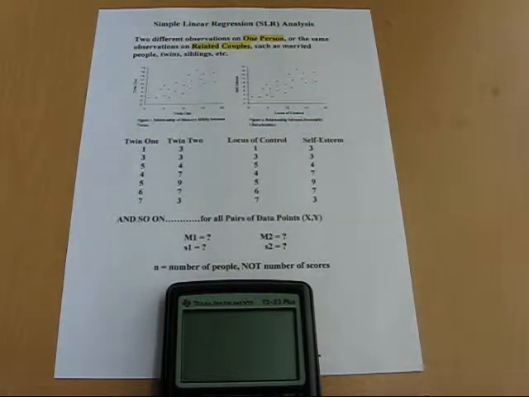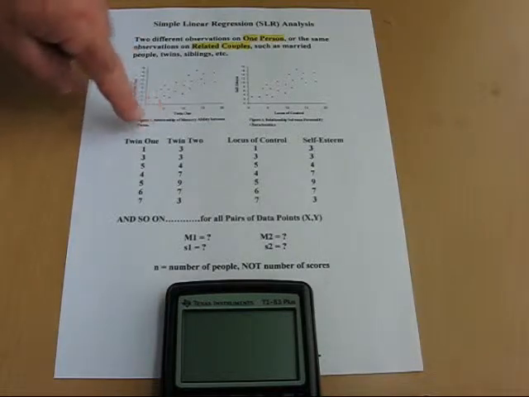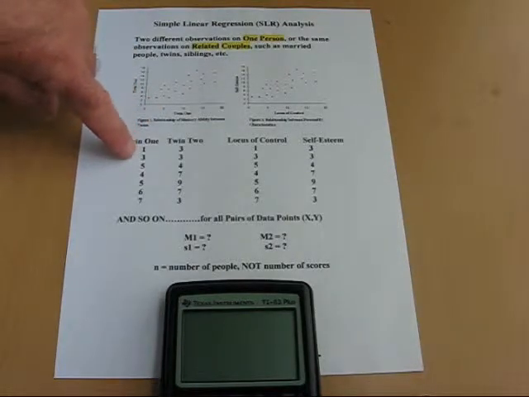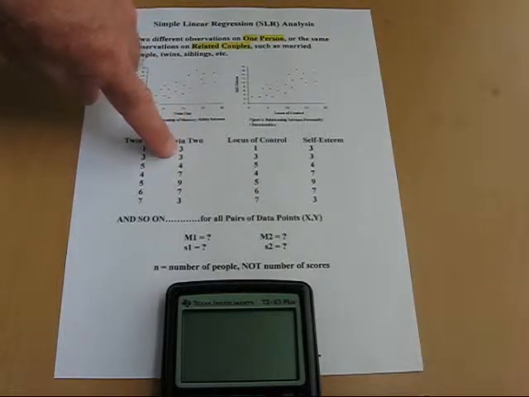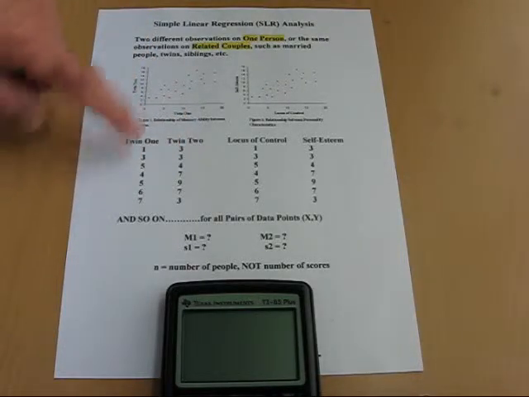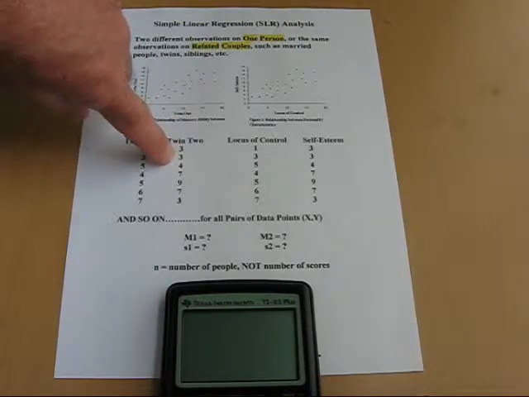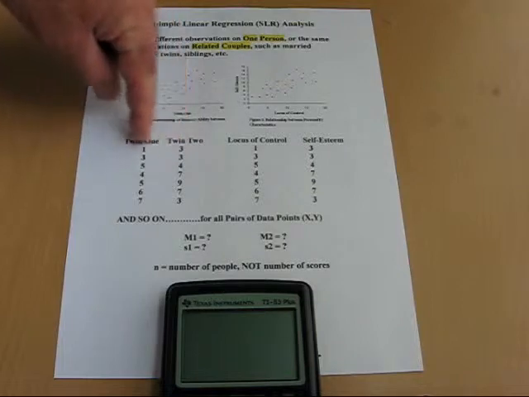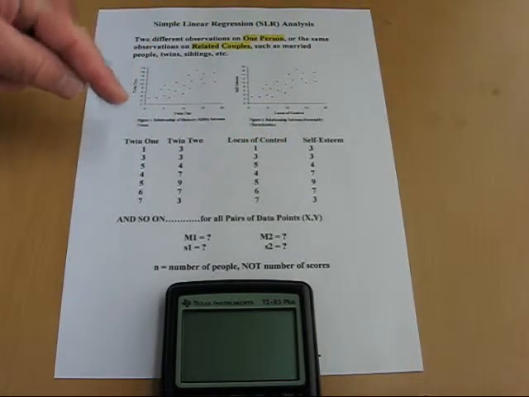We could also do related couples such as twins or married people or siblings. For example, twin 1 scores a 1 on, say, a test of memory, and twin 2 scores a 3. Another pair of twins, we see a 3 for twin 1 and a 3 for twin 2. So it's important to keep these pairs together for regression and Pearson correlations.